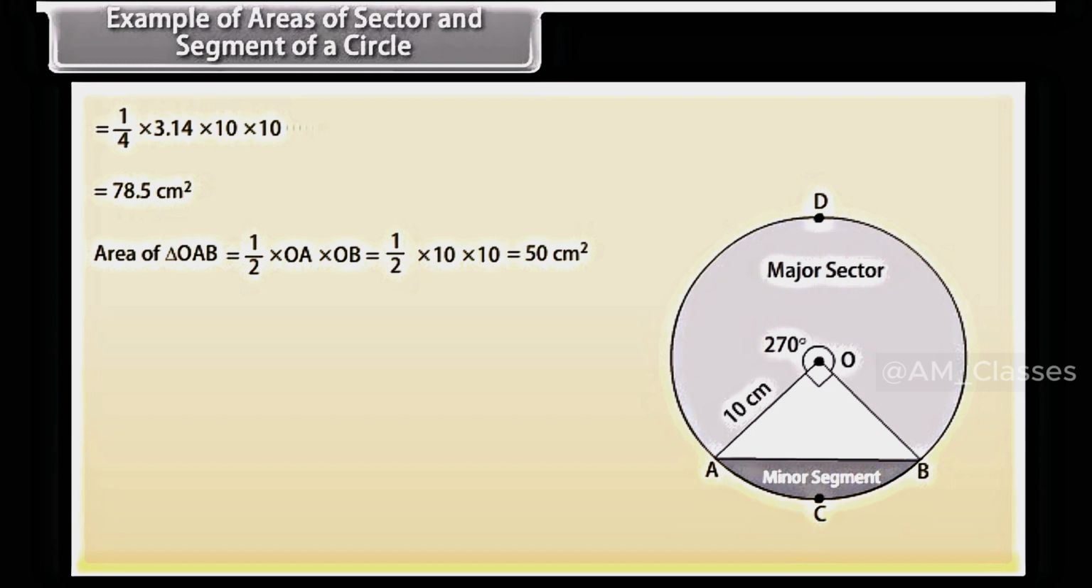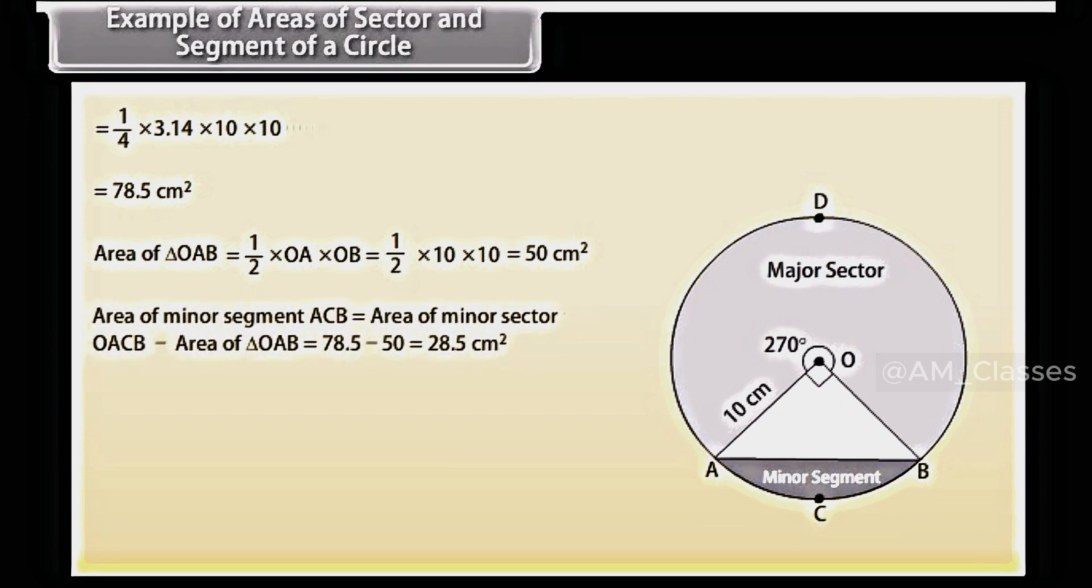Area of minor sector OACB is equal to 90 degree upon 360 degree into pi r square, which is equal to 78.5 centimeters square. Area of triangle OAB is equal to 1 upon 2 into OA into OB is equal to 50 centimeters square. Now area of minor segment ACB is equal to area of minor sector OACB minus area of triangle OAB, which equals 78.5 minus 50, which becomes 28.5 centimeters square.